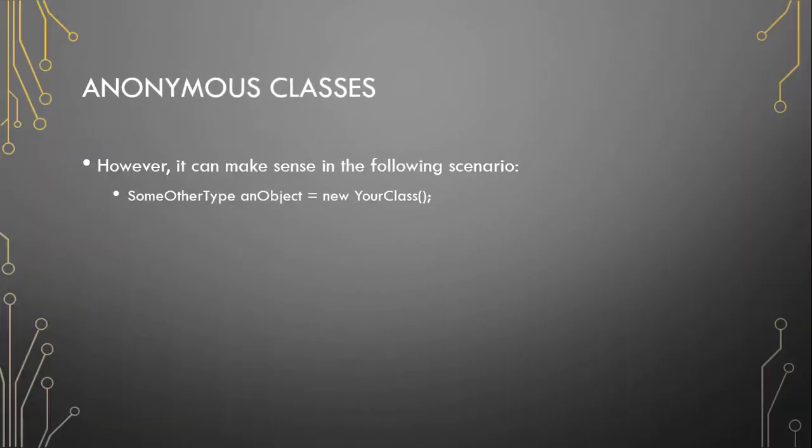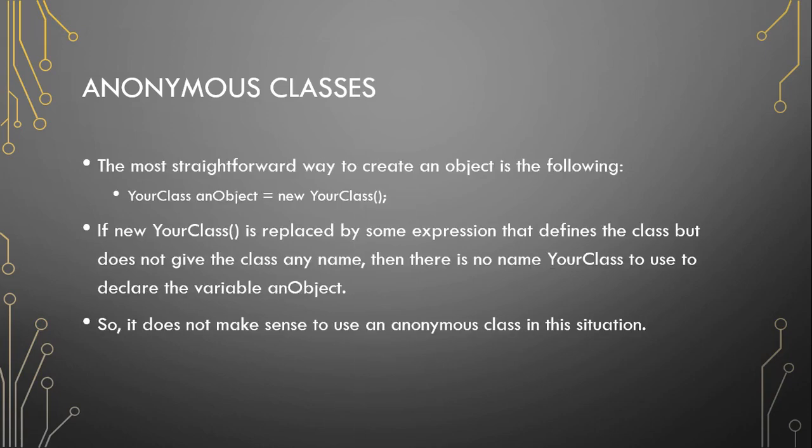However, it can make sense in the following scenario. Some other type, an object, equals new YourClass. Because if we look back at the original one, this first type here, YourClass, is a new YourClass. So these two are, in essence, a YourClass object.